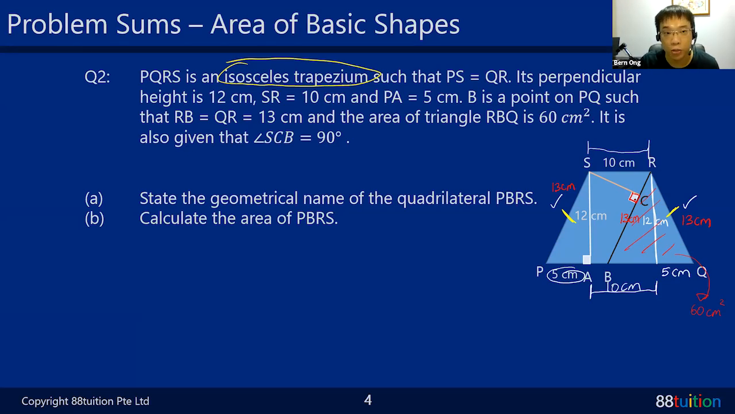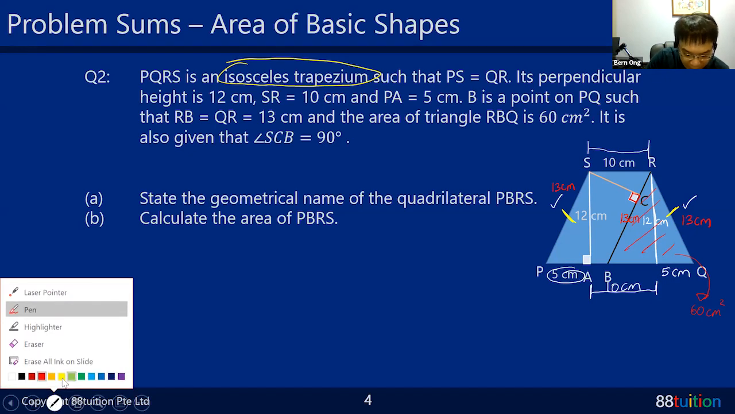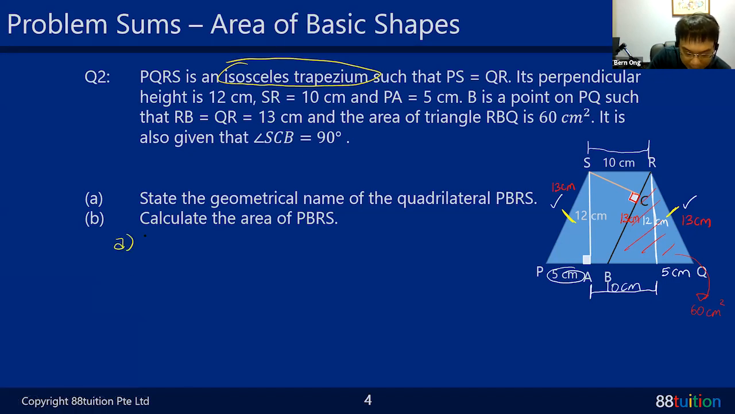The meaning of quadrilateral is a four-sided shape. So PBRS, what is this four-sided shape called? The special name of PBRS? Yes, very good. Some of you wrote parallelogram, correct, and you spelled it perfectly. Very good job. So the answer is parallelogram.